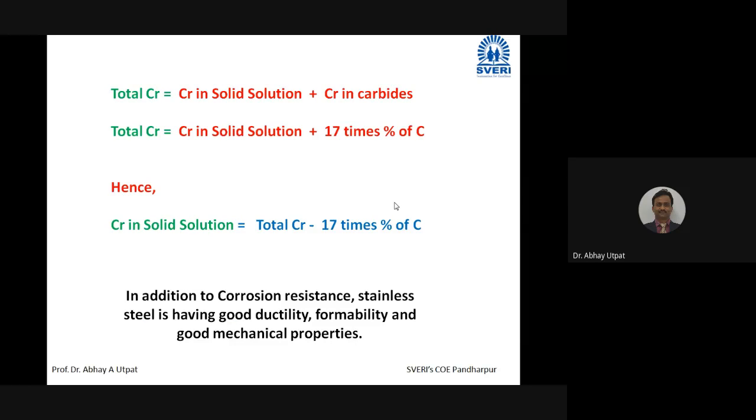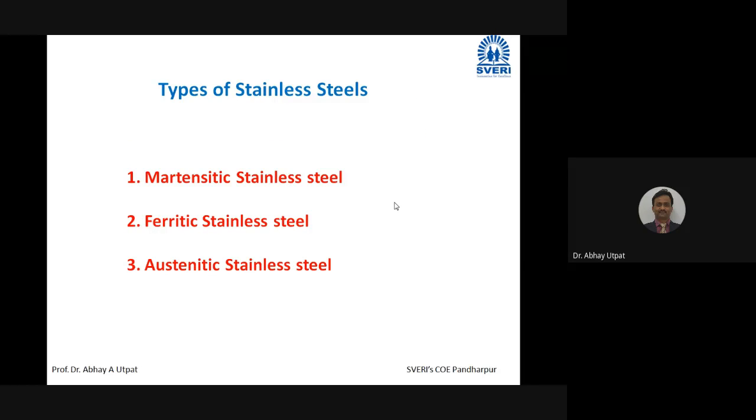See this last statement. In addition to corrosion resistance, stainless steel has good ductility, good permeability, and good mechanical properties. Apart from corrosion resistance, chromium also improves these properties. Along with chromium, there are certain elements like nickel, manganese, etc. They will also help in improving the properties. But the major element is chromium. Let us go to the next slide.